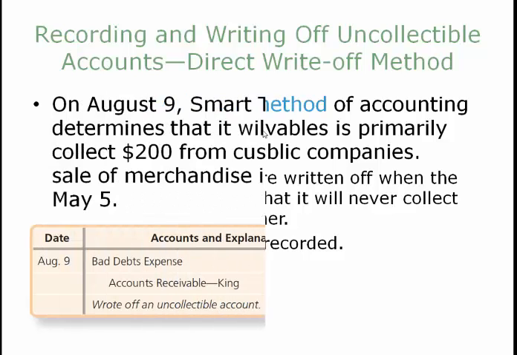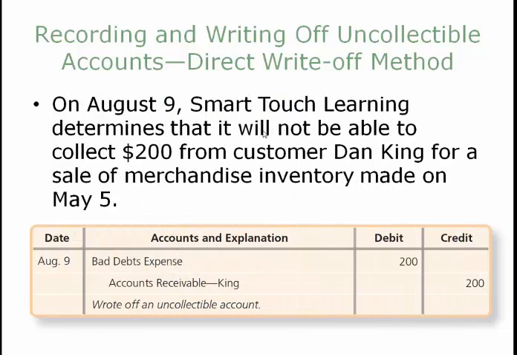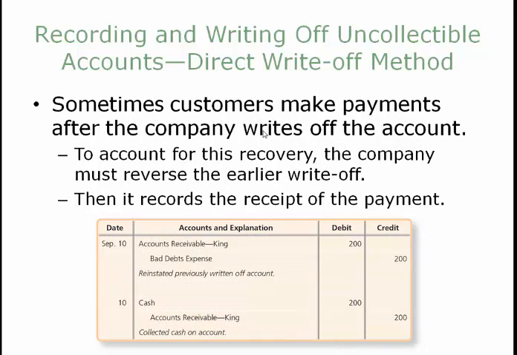And let's look at a numbers example. This one is King. It says Dan King, not Don King with the fancy hair, but Dan King. And they figured out that Dan King is not going to be able to pay what he owes us. So we're going to do a direct write-off from accounts receivable into the bad debt expense account, and it's $200. So it says we no longer expect to receive money from Dan King. And that's the first example, direct write-off method, not GAAP.